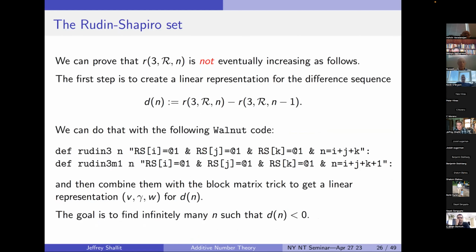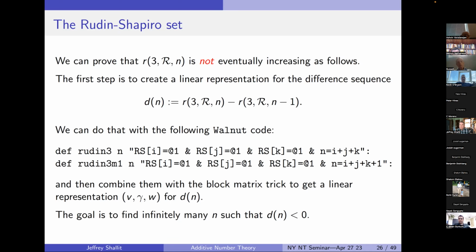Now we can prove, using this technique of Walnut, that r_3(n) is not eventually increasing. In Dombey's paper, he just asserts this without any actual proof. Maybe there's some very simple proof of this, I don't know, but here's how I would do it with Walnut. We're just going to create a linear representation for this different sequence, which we can do, because we can do r_3 of n, and then we can do r_3 of n minus 1, and then we can combine these with the block matrix trick that I talked about, taking their linear combination. And then we get a linear representation for this D of n.